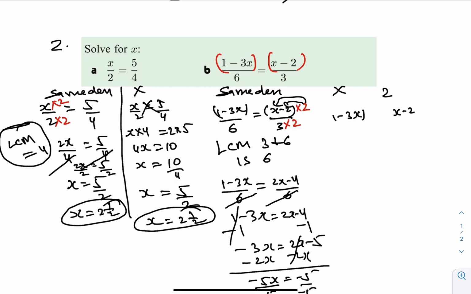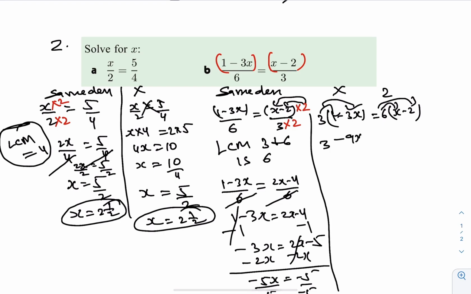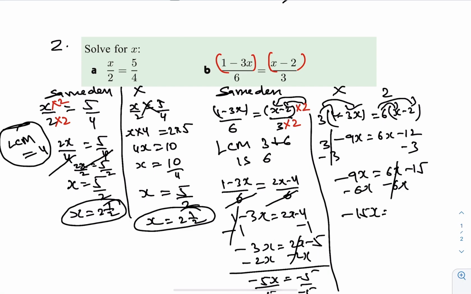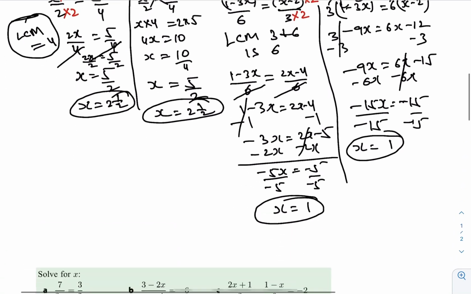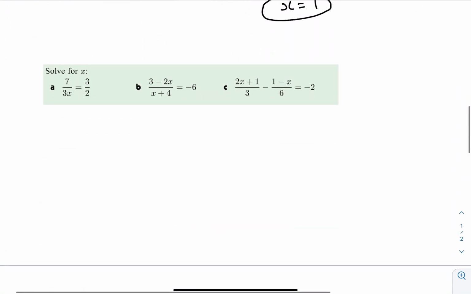So I'm going to do 3 is equal to 6x minus 2. You open the bracket. So 3 minus 9x is equal to 6x minus 12. And then negative 3, both sides cancel out. Negative 9x is 6x minus 15. Minus 6x cancel out. Minus 15x is minus 15. And now you divide by negative 15. So your x is going to be 1, which is the same answer we got here.